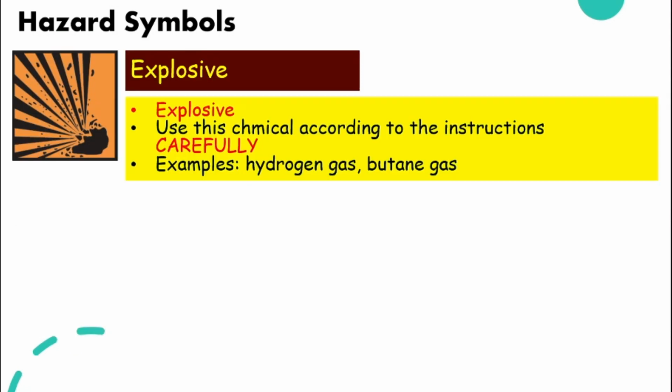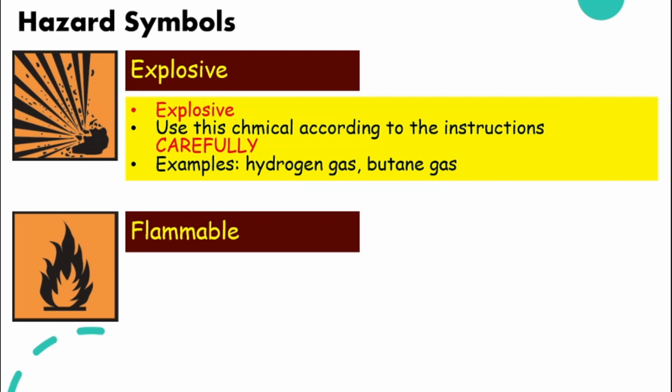This means explosive. This type of chemical is very explosive. You need to use this type of chemical according to the instructions very, very carefully. And the example will be hydrogen gas and also butane gas.